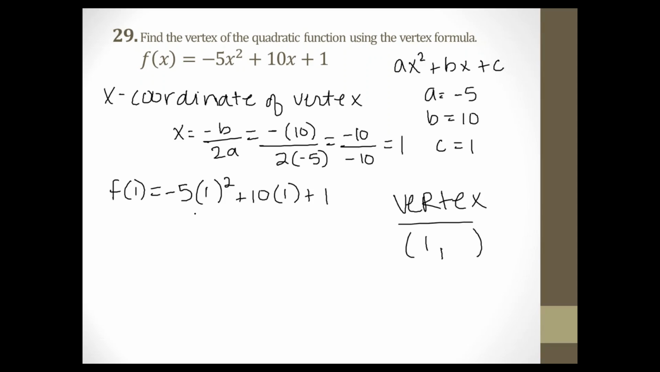So following order of operations, we're going to do exponents first. So that's going to be negative 5 times 1 plus 10 times 1 is 10 plus 1. So that's negative 5 plus 10 plus 1. So negative 5 plus 10 is 5, plus 1 equals 6. So the vertex would be 1, comma, 6.